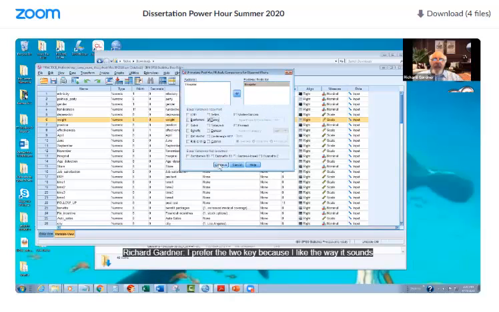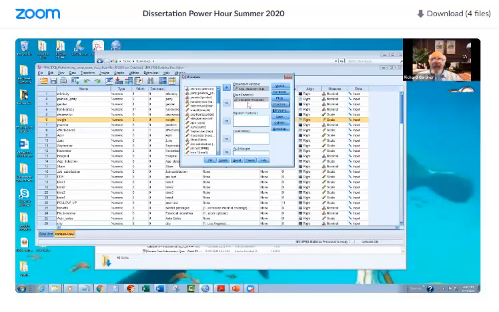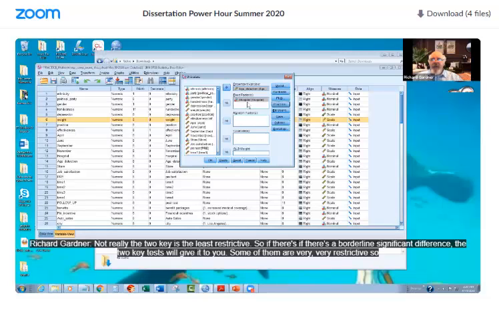I prefer the Tukey because I like the way it sounds. Not really. The Tukey is the least restrictive. So if there's a borderline significant difference, the Tukey test will give it to you. Some of them are very, very restrictive.